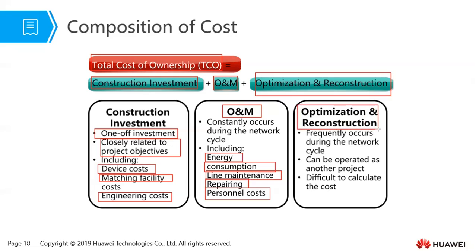And regularly, when you want to expand your service or improve your speeds or extend your network so that it can support more students, for example, then you need to do optimization and reconstruction. Normally, this is actually part of another project. And that's why in the beginning, it is difficult to calculate this particular cost.